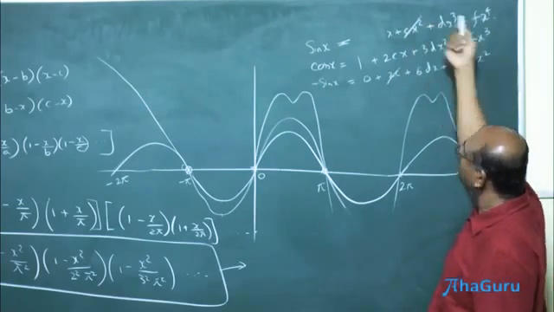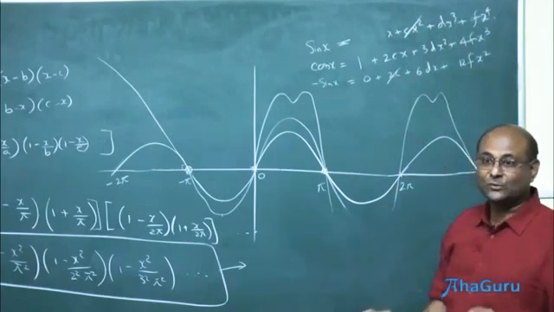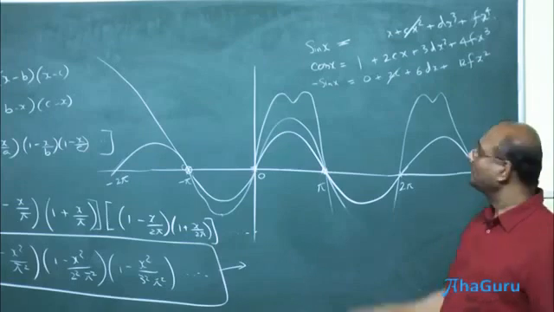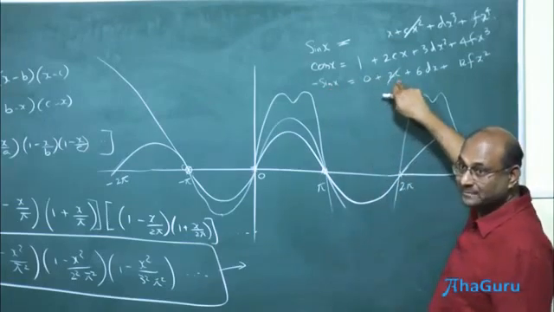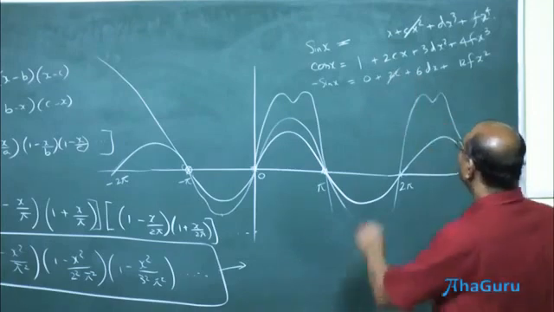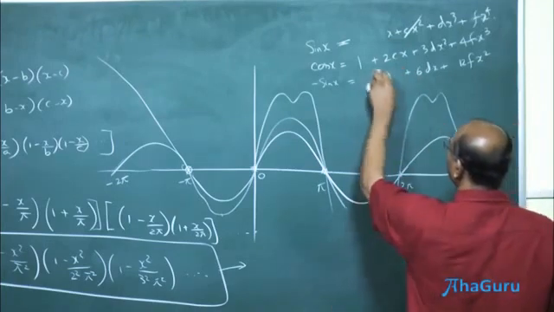But if c is 0, this is gone. There is no x squared term in the expansion of sin x. Because you see, 0, it must match. But this is 2c, so c must be 0. So if c is 0, this is gone. This is anyway gone.